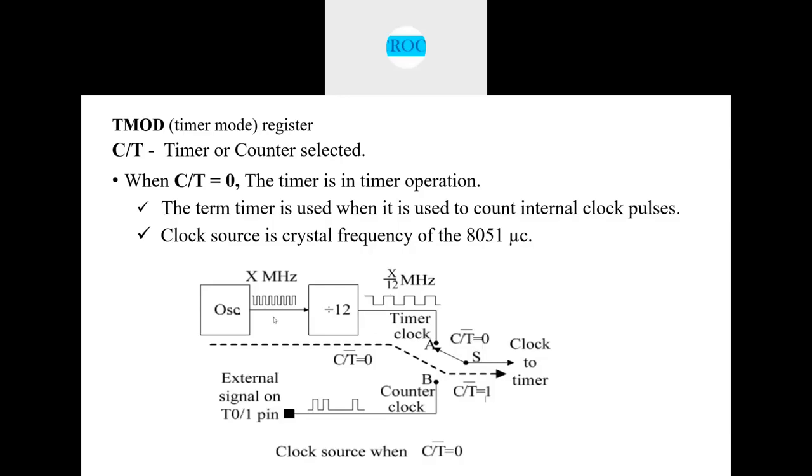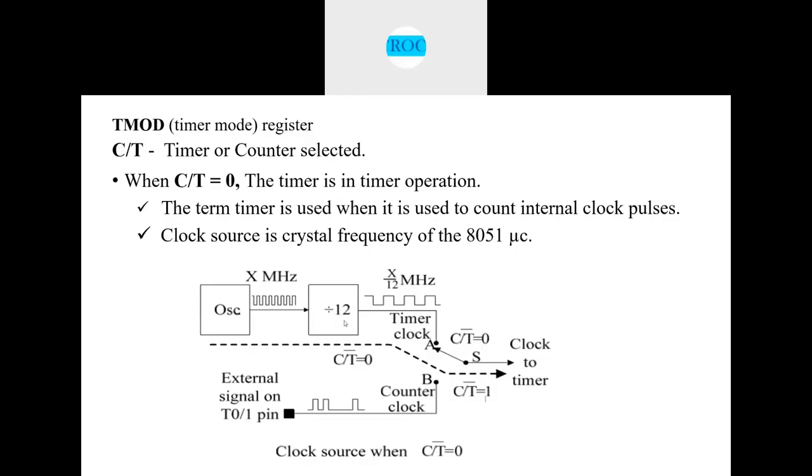And you can see from this diagram, when the C/T is equal to 0, the switch is connected to A here. You can see the switch, which is connected to A. So that A is connected to what we have, right? This is the 8051 crystal oscillator, and divided by 12 here.